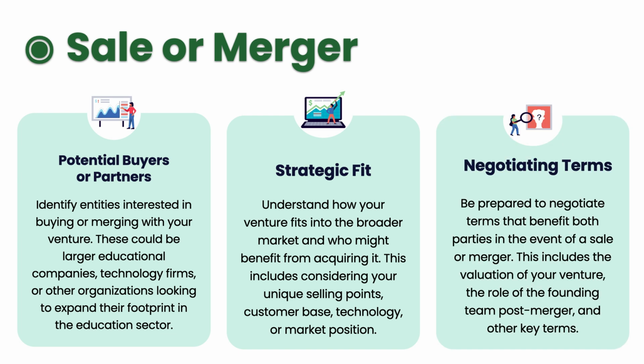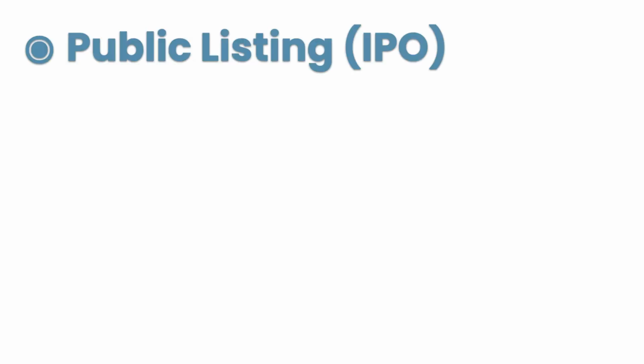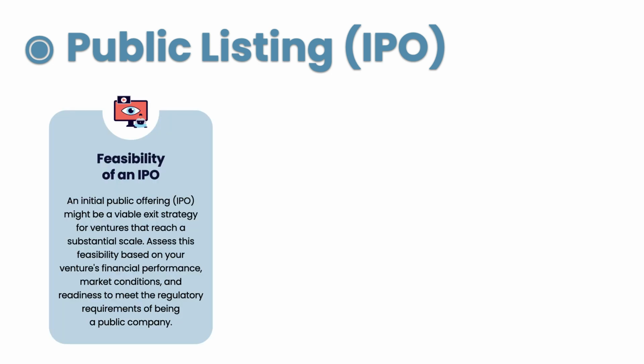Negotiating terms. Be prepared to negotiate terms that benefit both parties in the event of a sale or merger. This includes the valuation of your venture, the role of the founding team post-merger, and other key terms. And the key areas of public listing, IPO, to be made up of feasibility of an IPO.